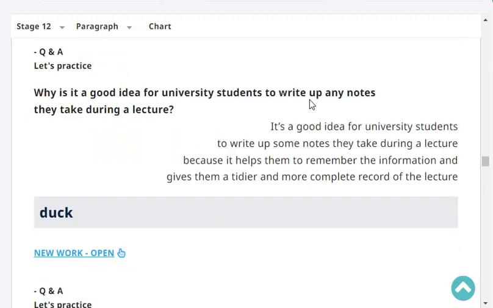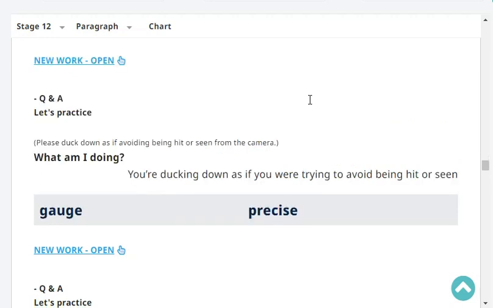Why is it a good idea for university students to write up any notes they take during a lecture? It's a good idea for university students to write up some notes they take during the lecture because it helps them remember the information and gives them a tidier, more complete record of the lecture. Very good.